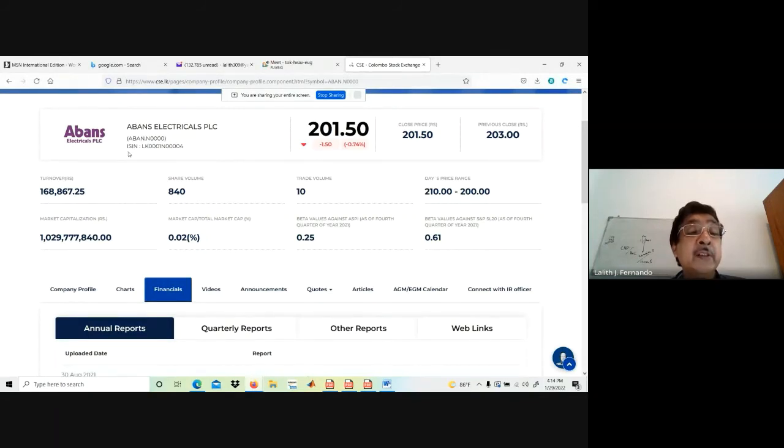And this security has the international code also, the ISIN, LK0001N0004. So that is the security number. The stock is given this code. Advanced Electricals Private Limited stock is given this code.